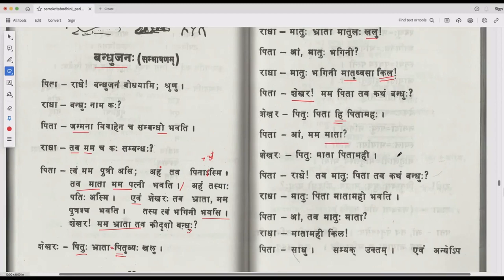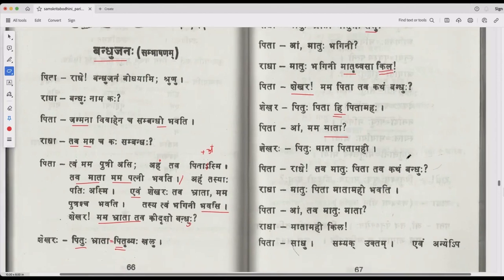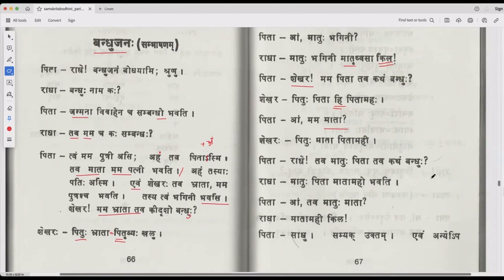Next line. Mama mata. What about my mother? Pituhu mata pitamahi. Father's mother is pitamahi, grandmother. If there are people who have done shraddham or you have heard people doing shraddham, then you'll know they say matra pitamahi, prapitamahi and all. Pitru pitamaha, prapitamaha. Yes, three generations.